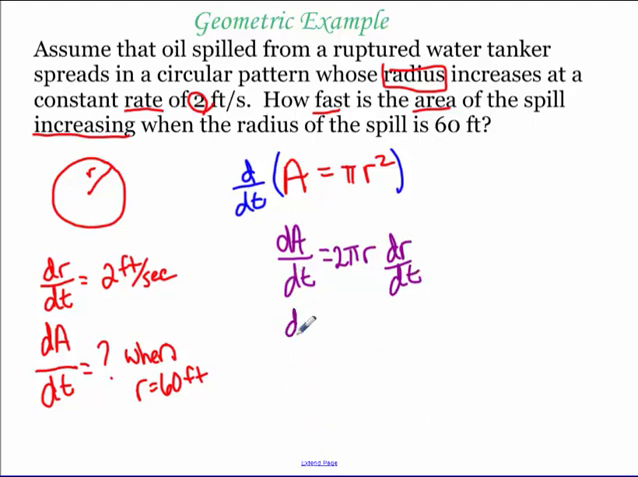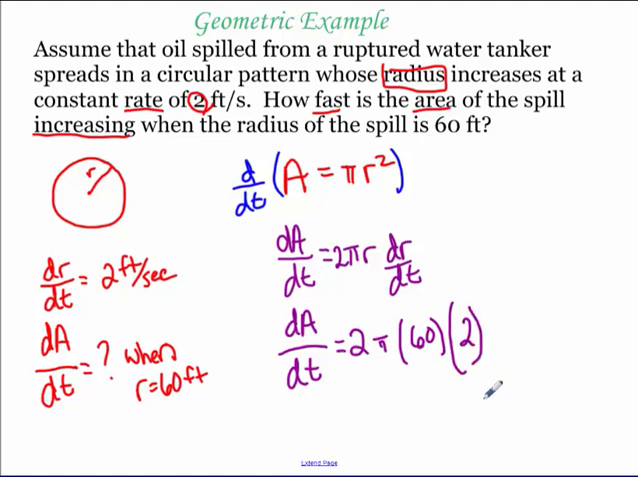Now plug in what we know. We're looking for dA/dt. We have 2 pi. Our radius at the instant is 60 when our radius is increasing at a rate of 2 feet per second. So simplifying all that out, we get 240 pi, and that is feet per second.